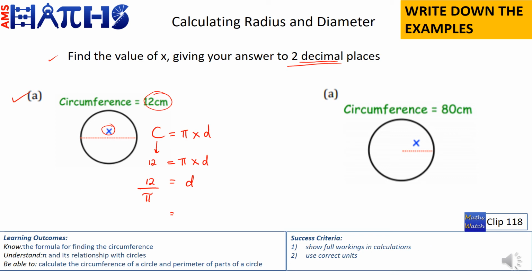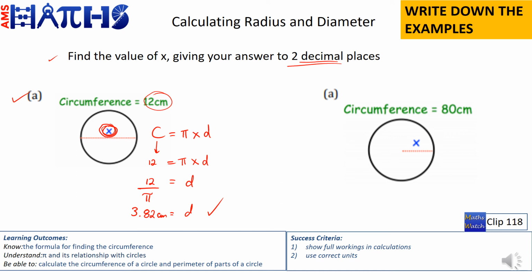12 divided by pi, and d works out to be 3.82 centimeters when I put that in my calculator. And so the diameter is d, and x in our question was the diameter, so therefore we have found our answer. Let's look at the second problem.